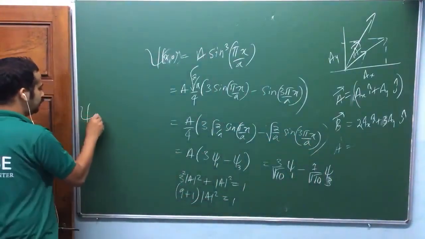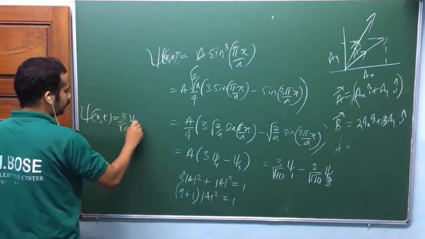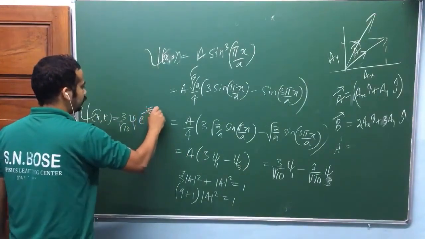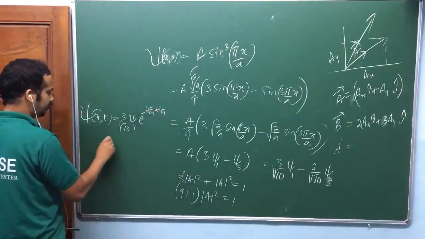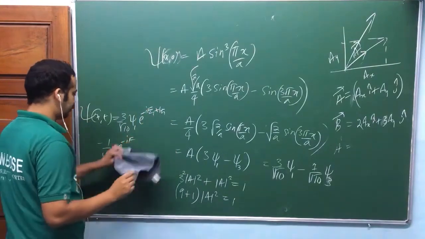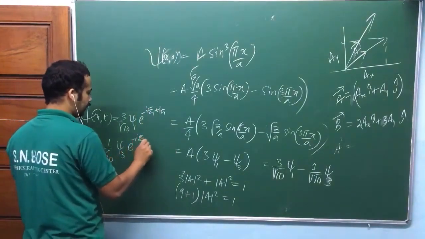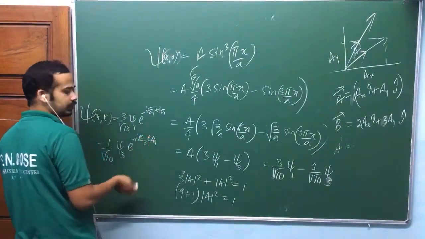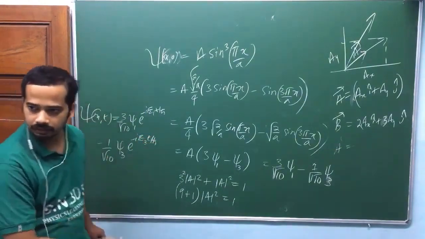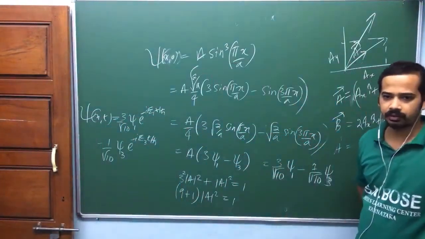Psi x comma t is equal to 3 by root 10 psi 1 e power minus i E1 t by h bar, minus 1 by root 10 psi 3 e power minus i E3 t by h bar, isn't it? If you take mod square, you will get cosine of some function. Am I right? That's the earlier problem. Very similar to the earlier problem.